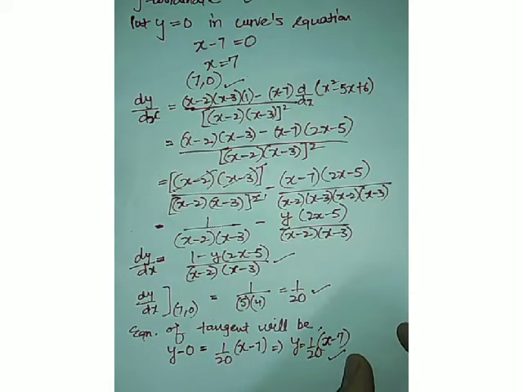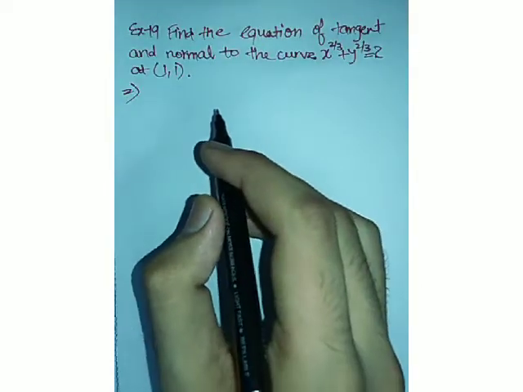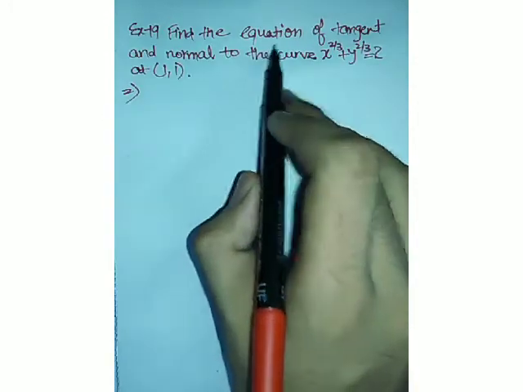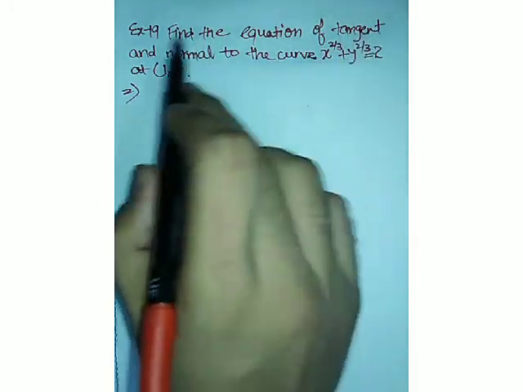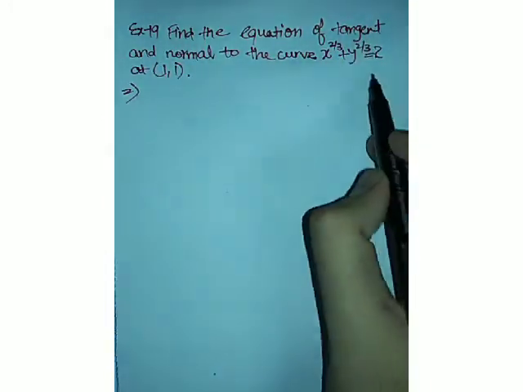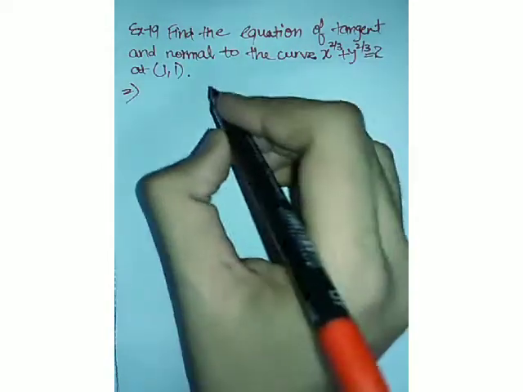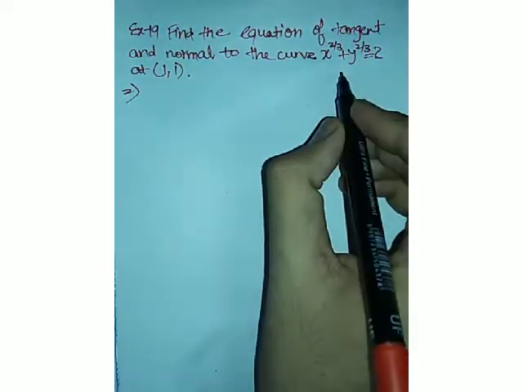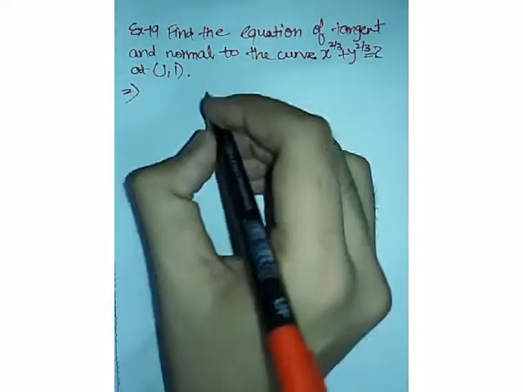So let's move to the next example. This is our next example. In this example, again we have to find the equation of tangent, but this time we have to find the equation of normal as well. A curve is given and a point is also given. So we will find the differentiation of this function first and then we will substitute the point.